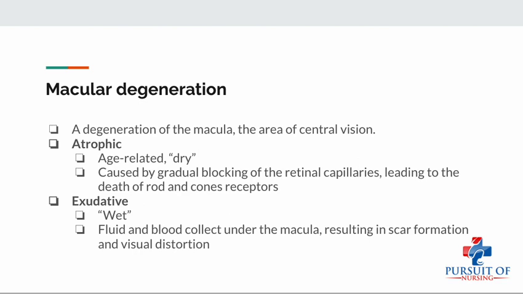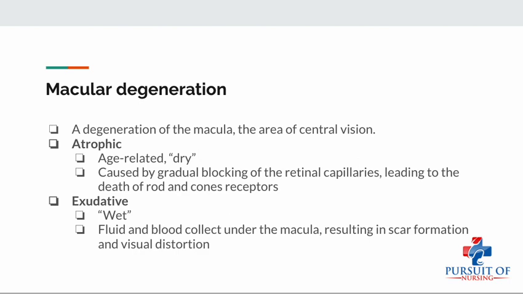Macular degeneration is a degeneration of the macula, the area of central vision. So you have atrophic or dry macular degeneration, and then you have exudative or wet. Dry is more common, but wet progresses faster. Atrophic or dry is just age-related macular degeneration.